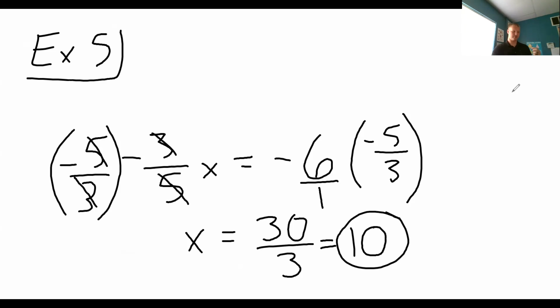All right, so that's all you guys have. So you guys are doing page 194, 2 through 40 even. So same old, same old.